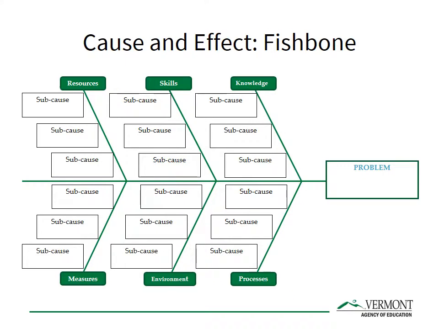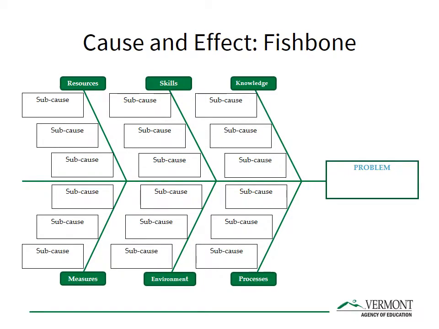This is one of the tools we recommend you use to help determine the causes for your problem of practice. It is a fishbone diagram or a cause and effect diagram. In the box on the right-hand side labeled problem, you write your priority problem of practice. The green boxes on the left have been pre-filled with 6 broad cause categories. These are categories we recommend that you begin with when starting your fishbone diagram. In most cases, a root cause of a problem of practice within education will fall within one or more of these categories: resources, skills, knowledge, measures, environment, and processes.